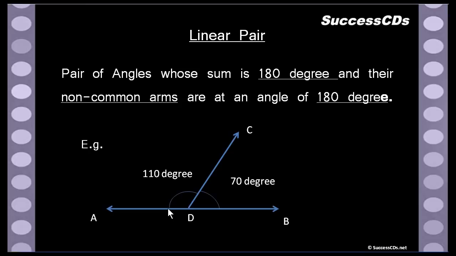If such a case arises, it is understood that angle ADC plus angle BDC will have a sum of 180 degrees. Now here we also come to know that 110 plus 70 is 180 degrees. But why? Because of the condition that AD and BD, which are non-common arms, are at an angle of 180 degrees. Such a pair of angles is called a linear pair.